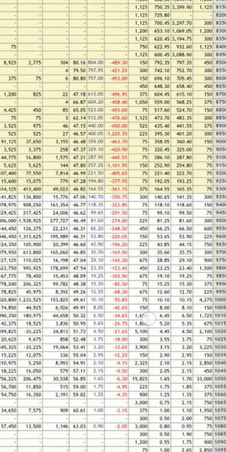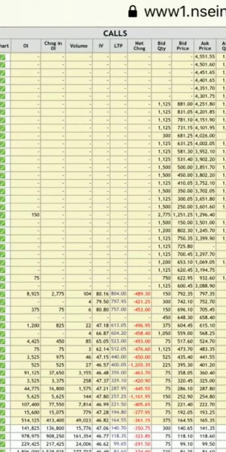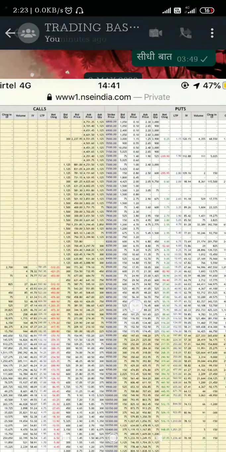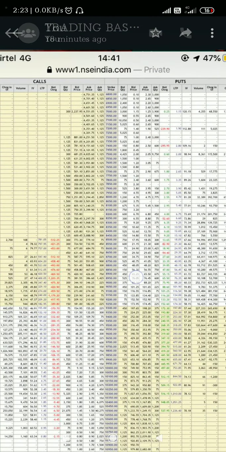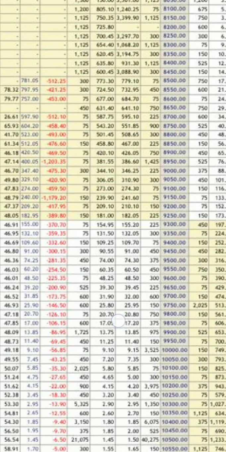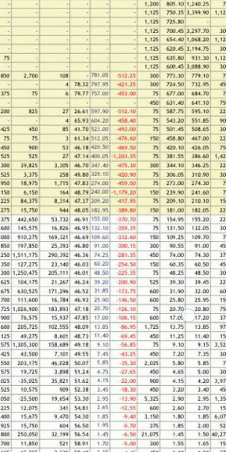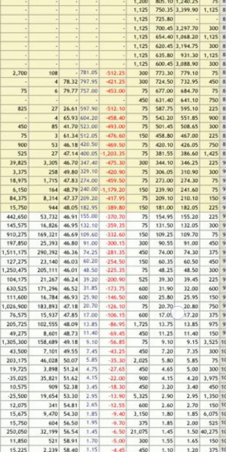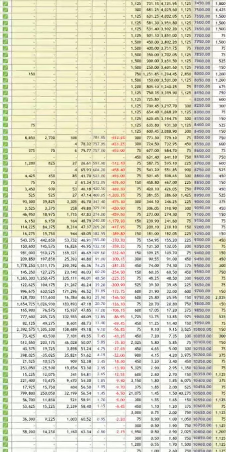So that was at 2:31. Now let's go further. What is the time? As you can see, the time is 2:41. Now let's see. That was 15 lakh, so at 9500 it's still at 15 lakh, but at 9600, which was at 13 lakh, it has now decreased to 12 lakh 50,000. So there's a decrease, which means the call writers are covering their positions, so they're expecting the market to go up.